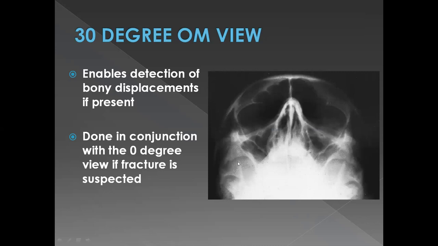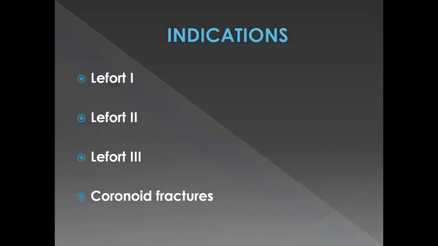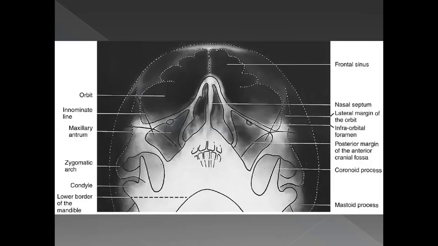You may be able to see the coronoids somewhat, but again, maybe clearly, maybe not clearly enough. So that is why we are doing this X-ray in conjunction with the 0-degree view, all right? And I'm going to be talking more about trauma-related indications because for any pathology-related investigations, extraoral radiographs are usually not done anymore, all right?